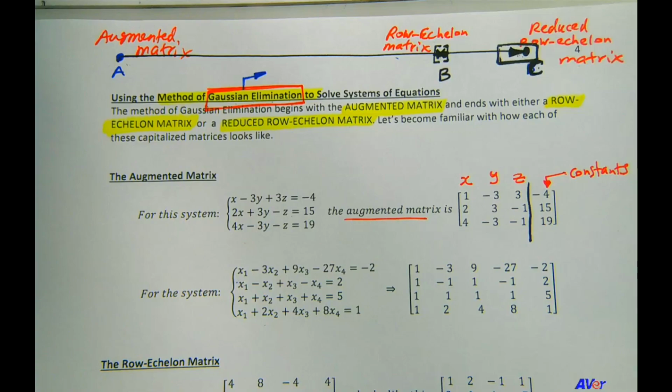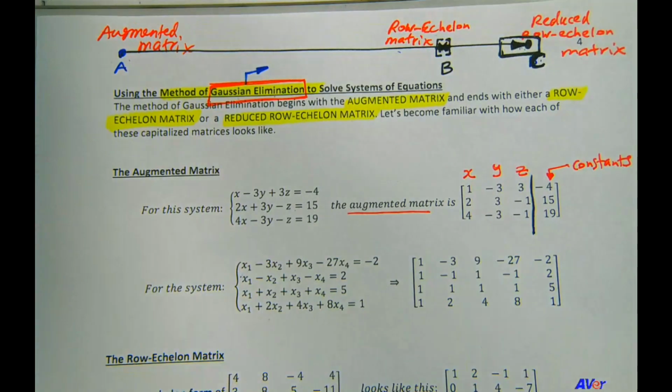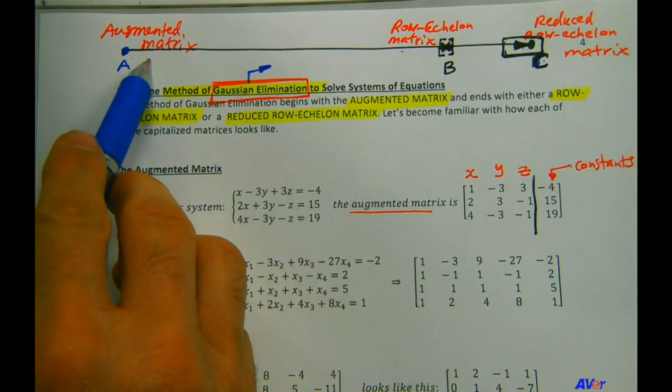Your book uses these different names, so I'm using it so that when you read the book, you are clear what these terms refer to. All right, so we've talked about that. Now, let's talk about the augmented matrix.